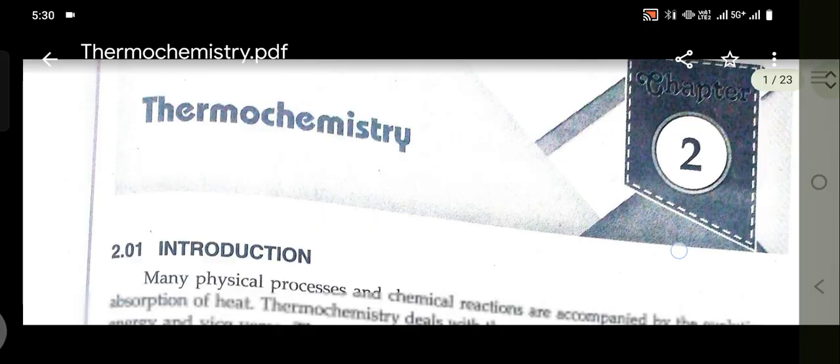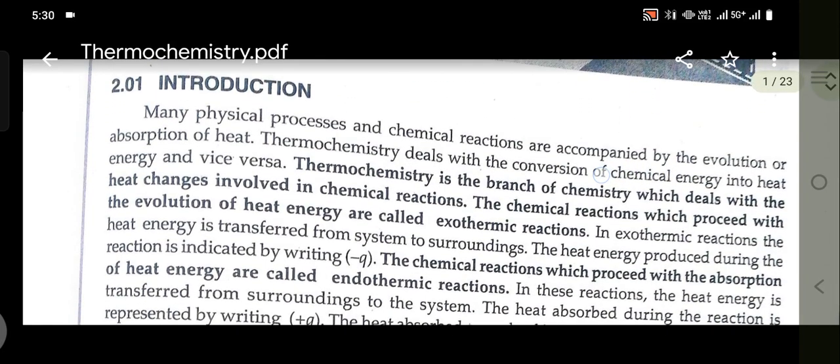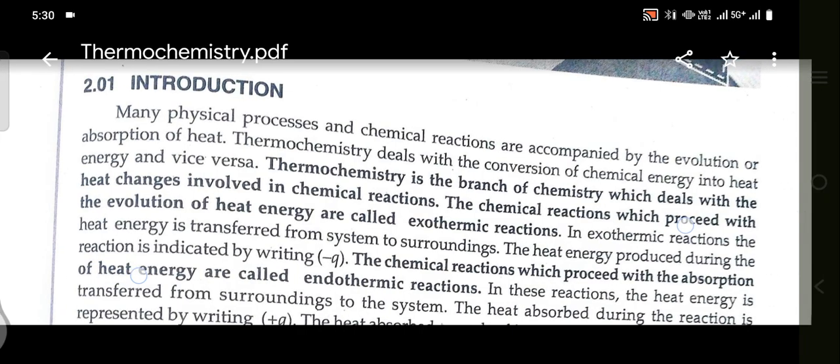Here is an audio video lecture on thermochemistry. Introduction. Many physical processes and chemical reactions are accompanied by the evolution or absorption of heat. Thermochemistry deals with the conversion of chemical energy into heat energy and vice versa. Thermochemistry is the branch of chemistry which deals with the heat changes involved in a chemical reaction.